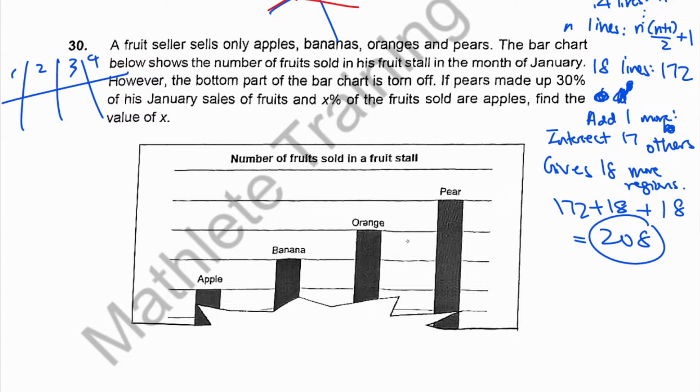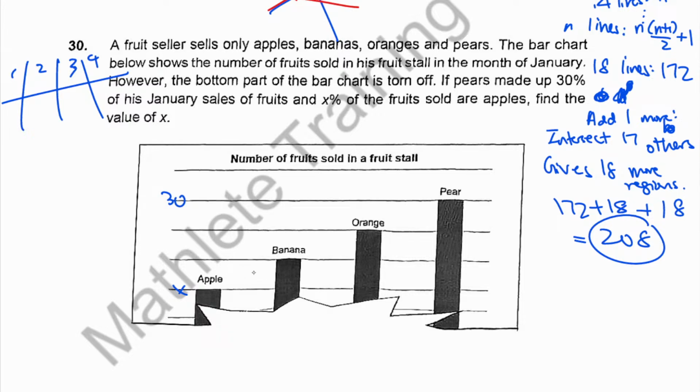Okay, question 30. A fruit seller sells only apples, bananas, oranges, and pears. The bar chart below shows that if pears made 30% of its January sales of fruits and X% are apples, find the value of X. Okay, so this is X, this is 30. Then bananas and oranges must have the same difference basically, right?